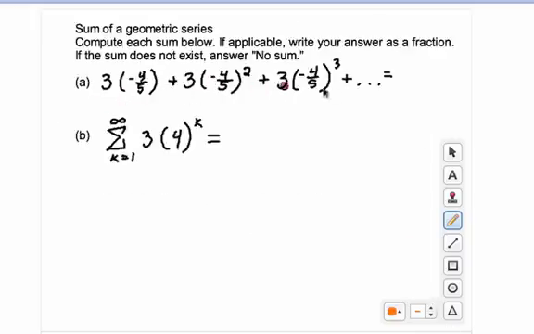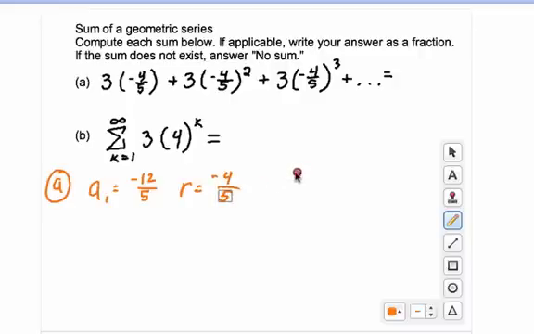Okay, so in this case you can see that the r value is not the same as the a sub 1 value. So the first example, a sub 1 is going to be 3 times a negative 4/5. So I'm going to think of this as 3 over 1. So it's going to give me a negative 12/5. I'm just going to leave it in that form. And then the r value, I'm multiplying each term by an extra negative 4/5. Negative 4/5 is in between -1 and +1. So this one's going to have a sum.